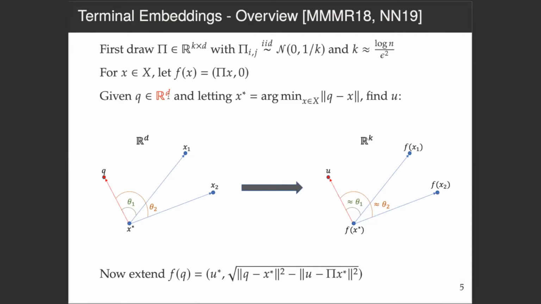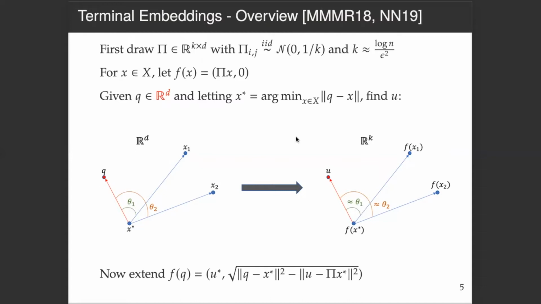And now, suppose you witness a query Q in R^d, and you want to construct a terminal embedding for Q. First, you're going to find the exact nearest neighbor to Q in the privilege set X. And now you want to find a vector U in the embedding space which satisfies the following angle constraints. For any point in the dataset, you want the angle between U and the embedding of that point to be approximately equal to the angle between Q and that point.